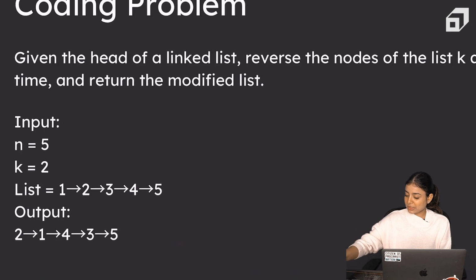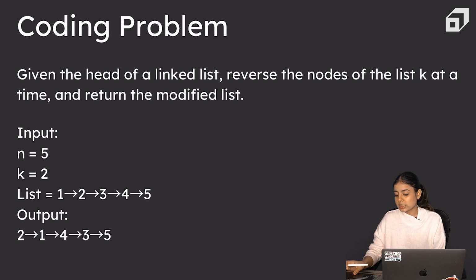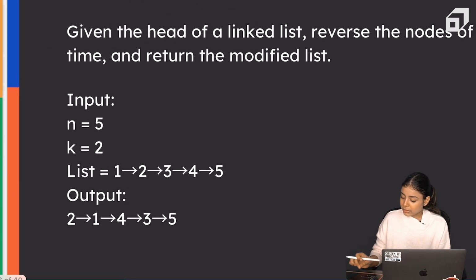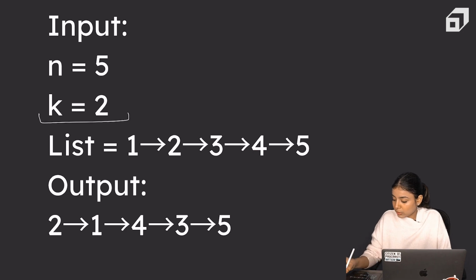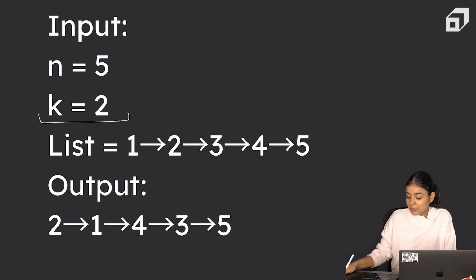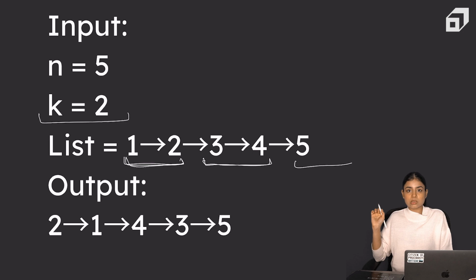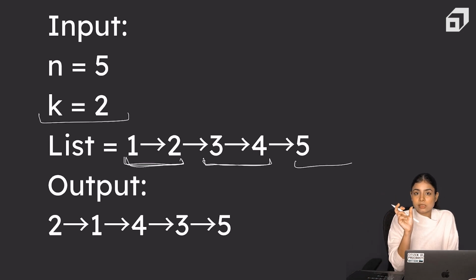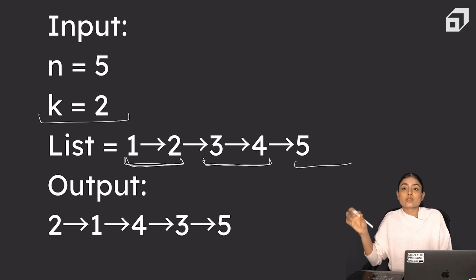Let's move to the second question for today. The second question says, given the head of a linked list, reverse the nodes of the list k at a time, and return the modified list. So let's understand what k at a time means. For example, if we are given k equal to 2 and we are reversing the list k at a time, then that means we are first reversing the first k nodes, then the second k nodes, and then the rest of the nodes. Basically k nodes we have to reverse at a time, and then the entire list should be joined as well.